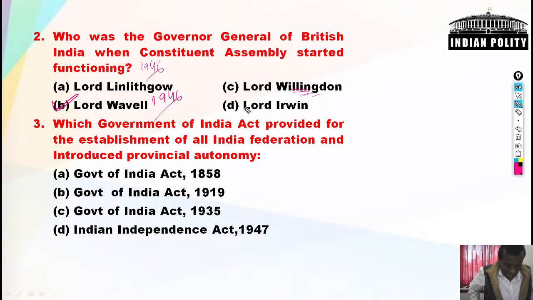Now, which Government of India Act provided for the establishment of All India Federation and introduced provincial autonomy? Answer is C. So here answer is B, here answer is C. Got it? So that is the thing about number 4.